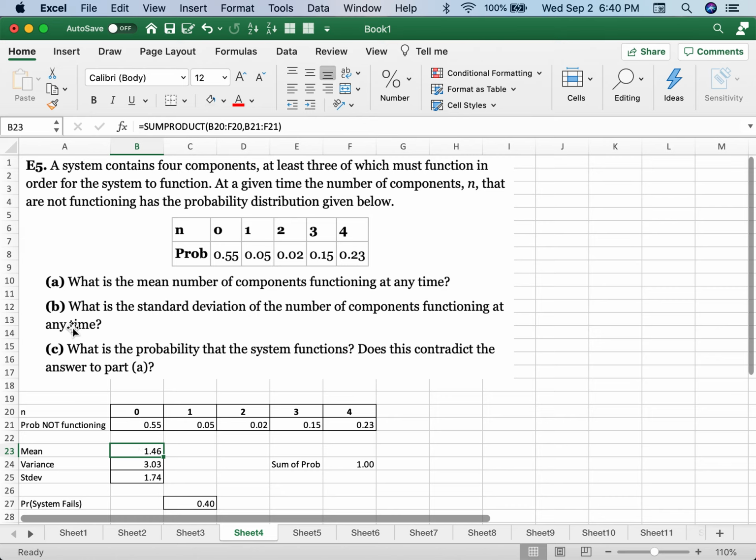So the mean number for A, what is the mean number of components functioning at any time? The answer is 1.46 for the mean number that are not functioning. Therefore, if you want to calculate the mean number that are functioning at any time, you would use 4, the total number of components, minus those that are not functioning, which is 1.46. So you get 2.54. So the answer to part A is 2.54.